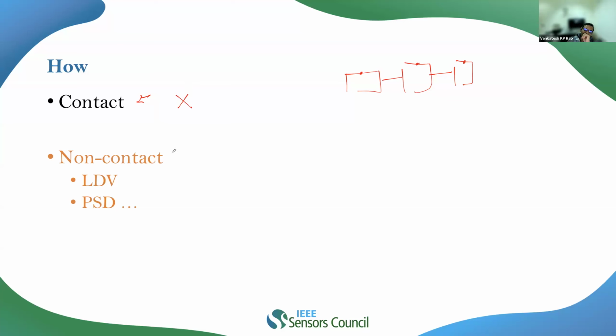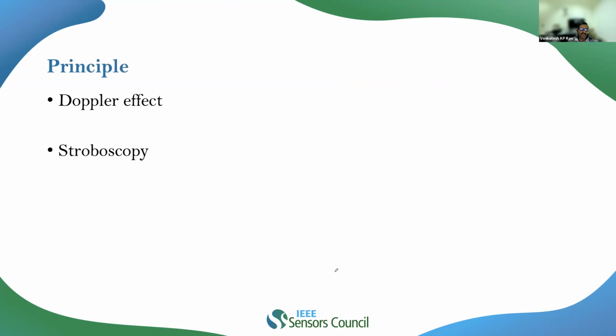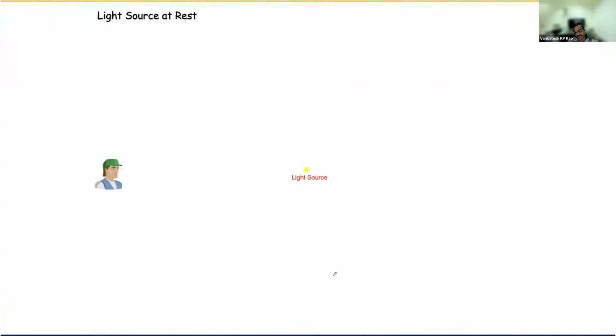So that is why we go forward with a non-contact approach, wherein you can make use of a laser Doppler vibrometer or a position sensing detector. There are plenty of other things available to measure the performance characteristics of micro and nano systems. So what exactly is the working principle? As the name itself says, the laser Doppler vibrometer makes use of the Doppler effect.